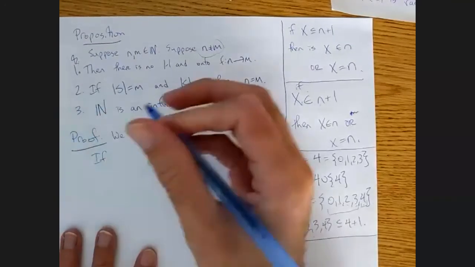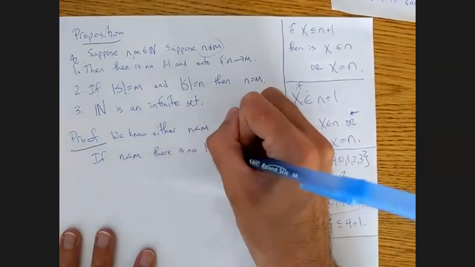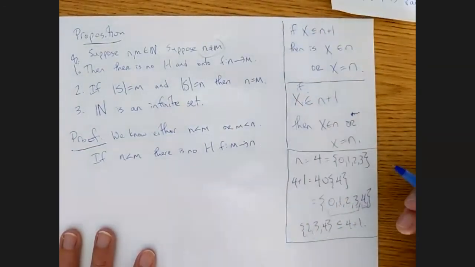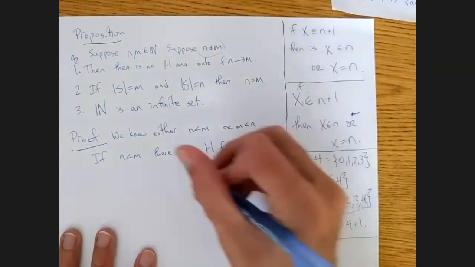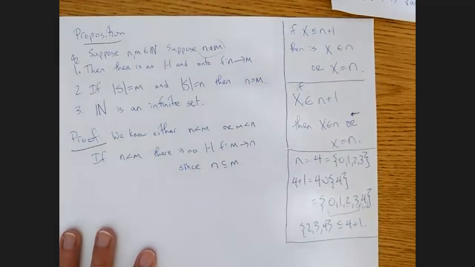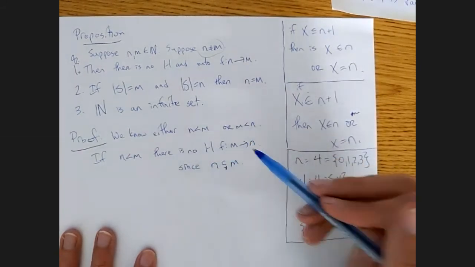So if n is less than m, there is no one-to-one f from m to n by the lemma. That's what the lemma says. And that's because n is a proper subset of m. And if m is less than n, there's also no one-to-one function from n to m.